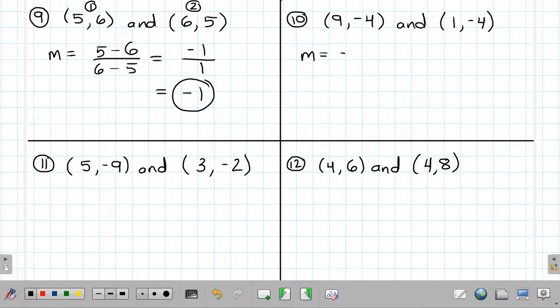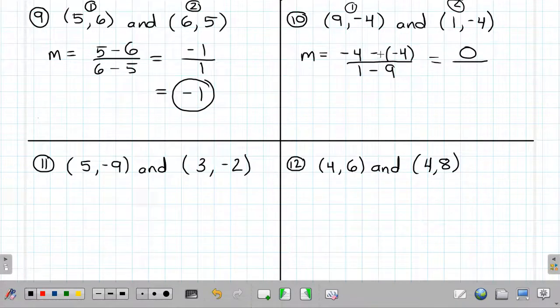Same thing here. We're going to have negative 4 minus negative 4 over 1 minus 9. Now, like I said, I just know the formula now, so I can just plug in like this, no problem. But until you know for sure the formula, I strongly suggest writing the formula out every time. But once again, it also might help to label these. So you've got negative 4 minus negative 4, that's 0, over 1 minus 9 is negative 8. 0 over negative 8, that's just 0. So the answer to number 10 is 0.